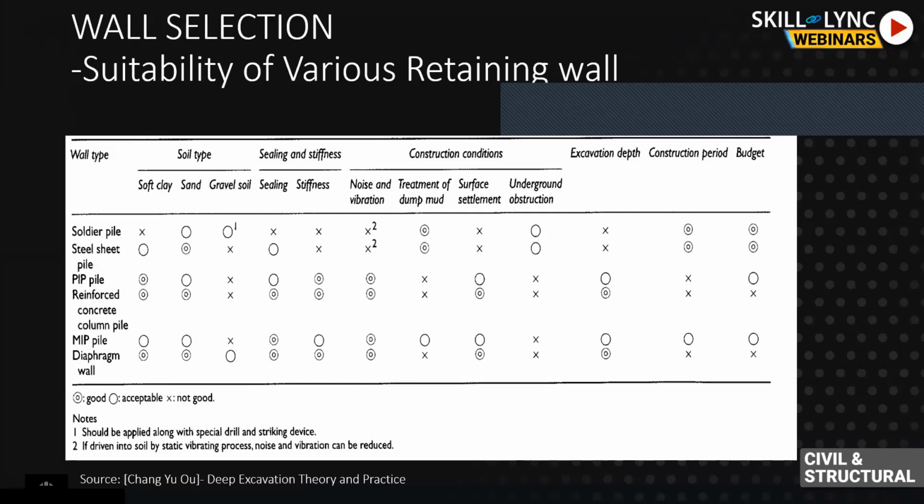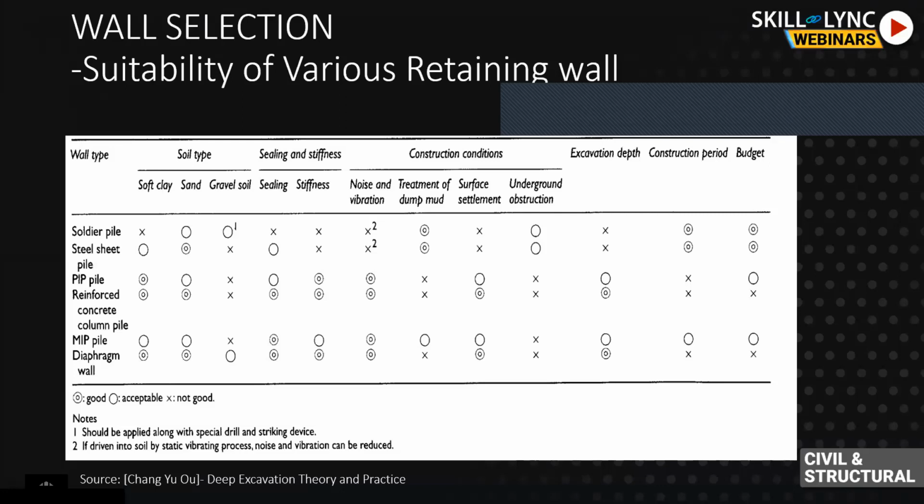This table I have taken from the Deep Excavation Theory and Practices book of Chang Yu O. And here you can see how different types of embedded retaining walls are selected based on soil type, sealing and stiffness, construction conditions, excavation depth, construction period, and budget.